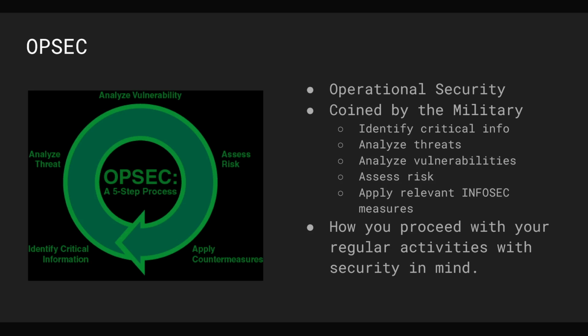Then from there, they analyze threats. Then they analyze what vulnerabilities are present with that critical information and how a threat could basically get that information. And then they assess the overall risk and impact, and then they apply countermeasures that are appropriate to mitigate those risks and vulnerabilities. So that's the verbiage for today and the really general aspect of it. But when it comes to cybersecurity, it's not that much different. You apply the same steps.